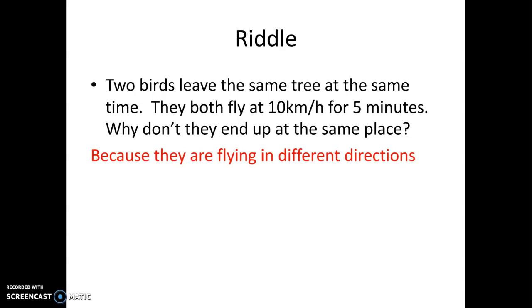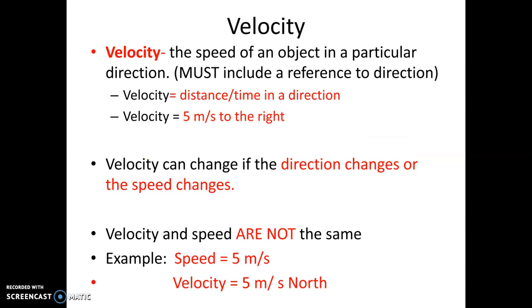And this is leading us into our next topic of velocity. So velocity is not the same thing as speed. Okay, so velocity is the speed of an object in a particular direction. So you have to include your reference to a direction. So 5 meters per second is a speed. 5 meters per second to the right is a velocity. Again, notice I can say to the right, or I can say toward the cafeteria. I don't have to say north, south, east, or west.